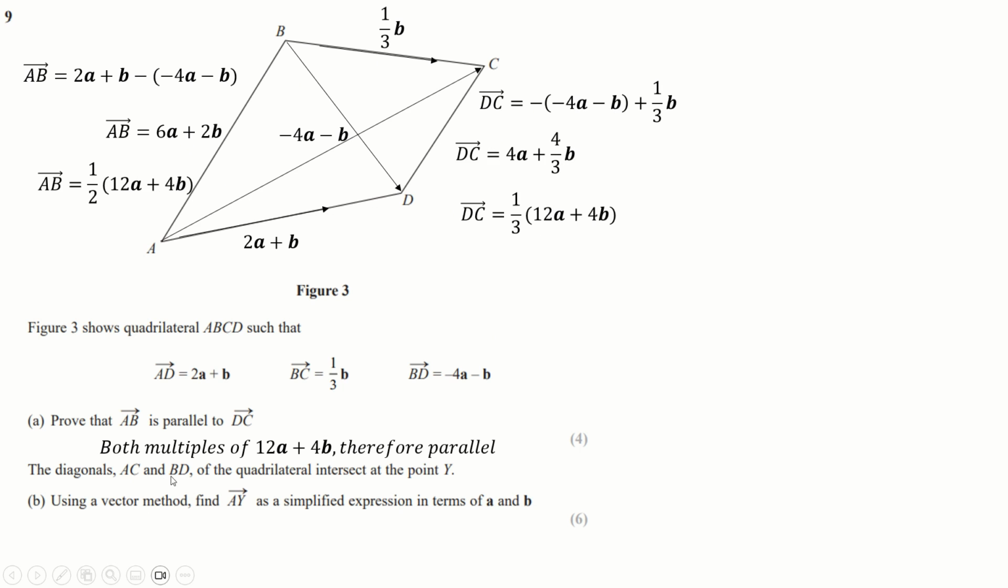The diagonals a and c and b and d meet at the point y. Find a to y. So we need 2 ways of getting from a to y. The first way is you could just do going to b and then going to y.